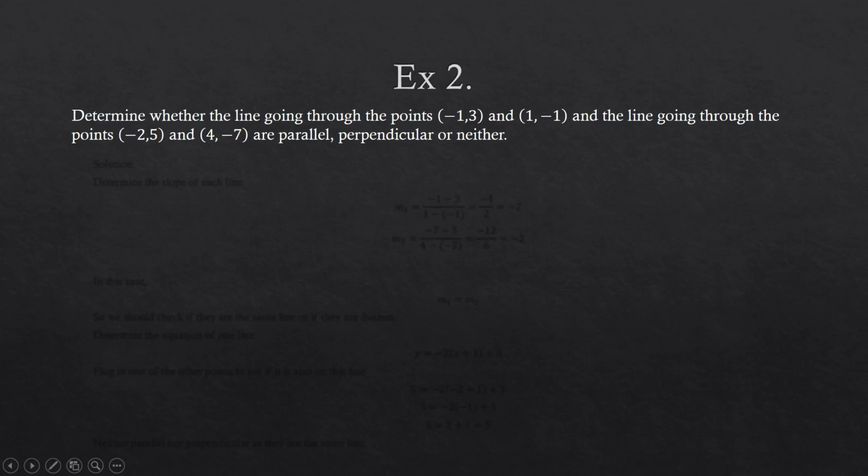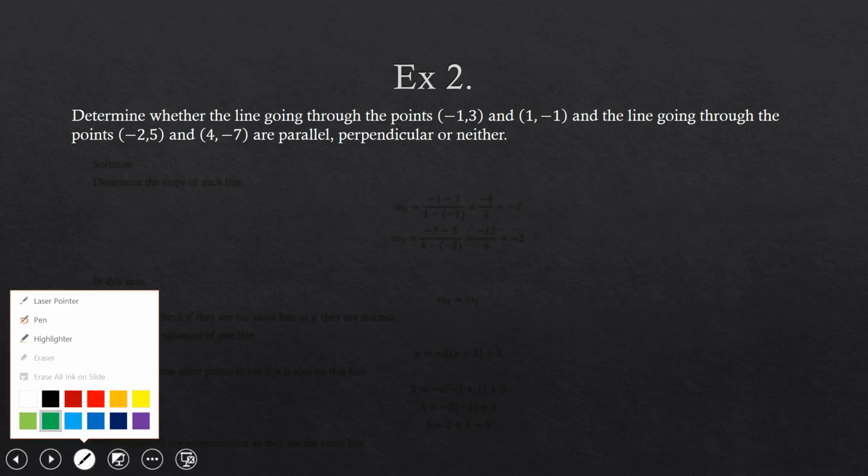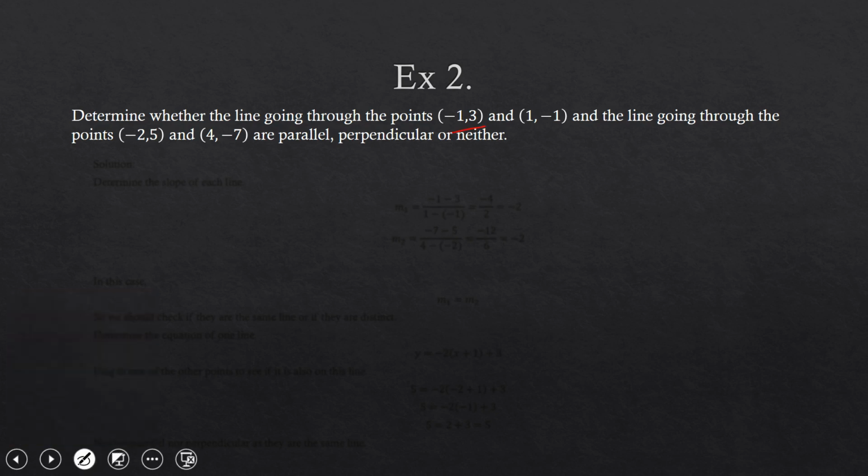All right, let's go ahead and look at another example. So the same setup. We've got two lines. One of the lines is going through -1, 3 and 1, -1. The other line is going through -2, 5 and 4, -7. We're trying to figure out if they're parallel, perpendicular, or neither.